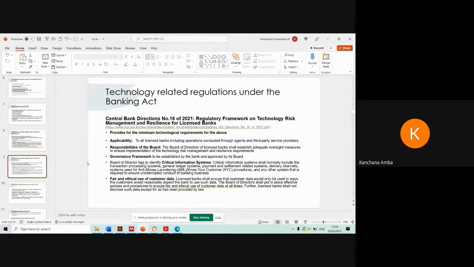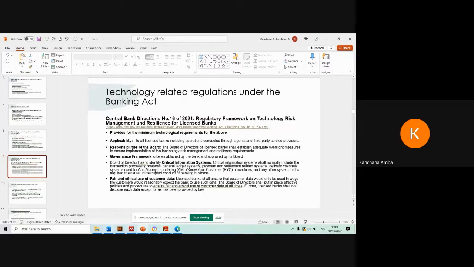And then you have another very important aspect, that is fair and ethical use of customer data, right? And it's very important. Can anyone tell me why it's important that we specify fair and ethical use of customer data in a regulatory framework for technological risk? Any ideas on why fair and ethical use of customer data needs to be emphasized?